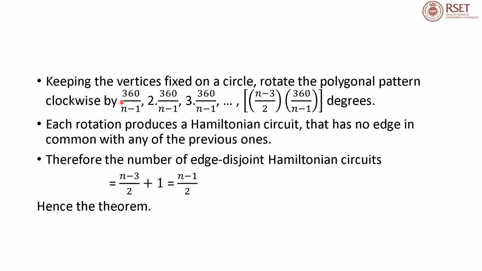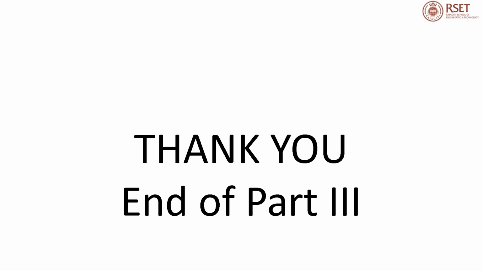If we count these, we get 1, 2, 3, and so on, up to (n minus 3)/2, plus the original Hamiltonian circuit, the beginning one in the order 1, 2, 3, and so on, n, back to 1. That gives a total of (n minus 1)/2 distinct edge-disjoint Hamiltonian circuits. Hence the theorem. This is the end of part 3.